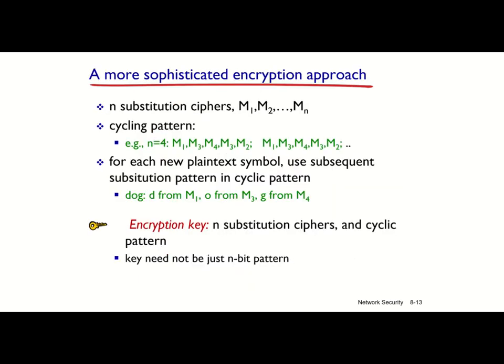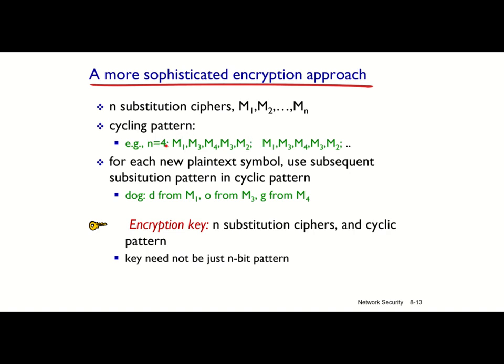There is a more sophisticated encryption approach, which is an extension of monoalphabetic cipher. In this approach, we use n substitution ciphers. So we basically have n different permutations of alphabets, and we have a cycling pattern of using one substitution cipher at each time. For example, look at this cyclic pattern.